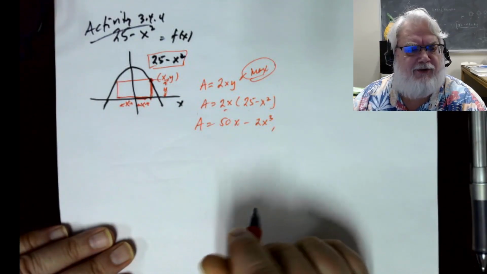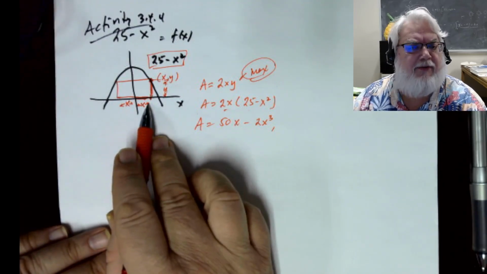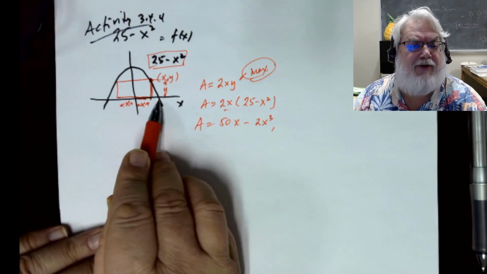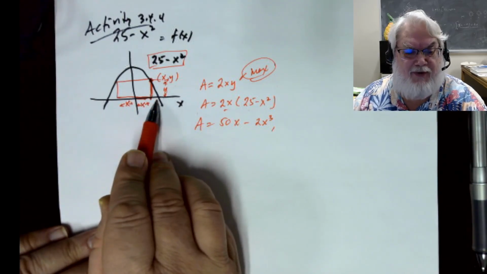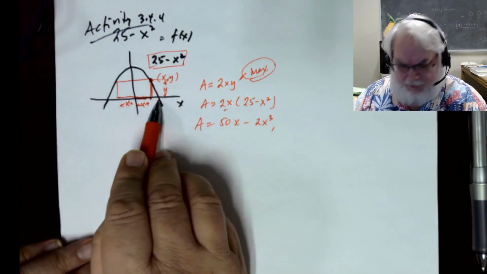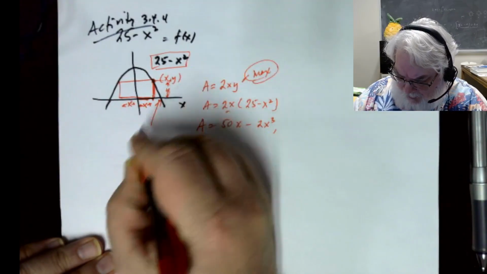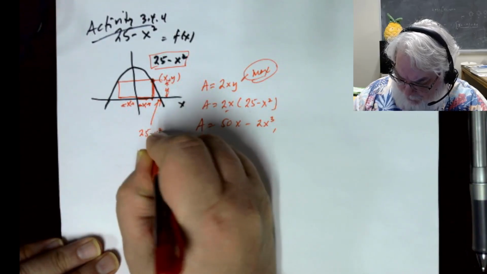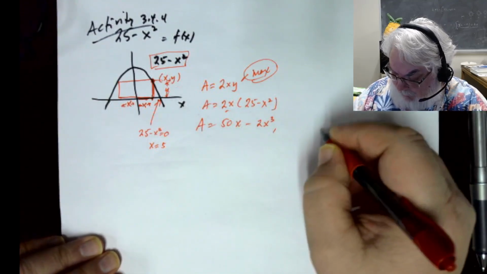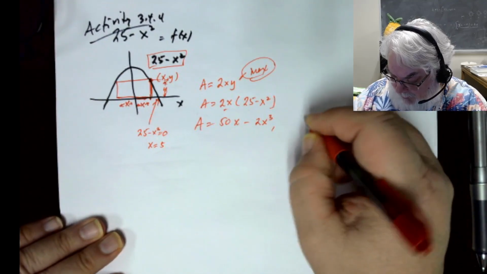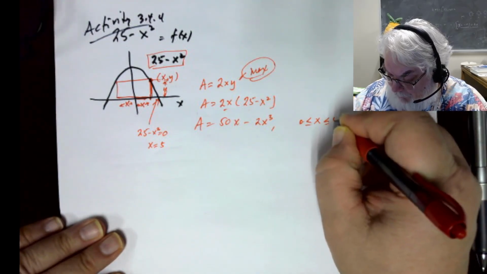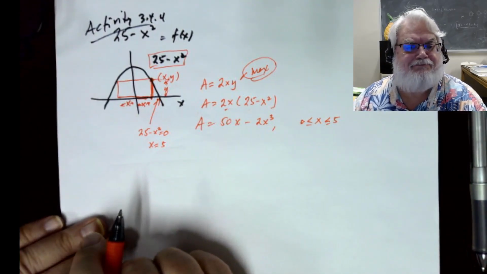Any restrictions on x? You can kind of look here. Well, x goes from anywhere from 0 out to this point right here. What is this point right here? This is where the 25 minus x squared would be 0. So that point is where 25 minus x squared equals 0. Or you could solve that, x equals 5. So it looks like our values here are that x must be bigger than or equal to 0, less than or equal to 5. Good.